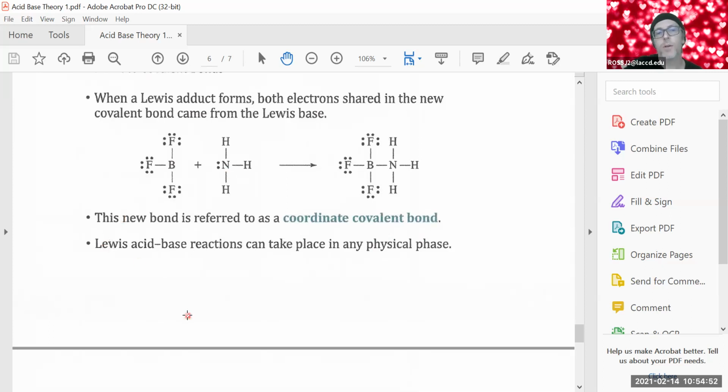And again, the nice thing about Lewis theory is it doesn't matter what the phase is, whether it's solid, liquid, or gas. Certainly, you don't need an aqueous environment. So this makes it very versatile.